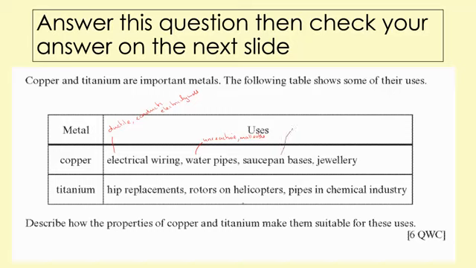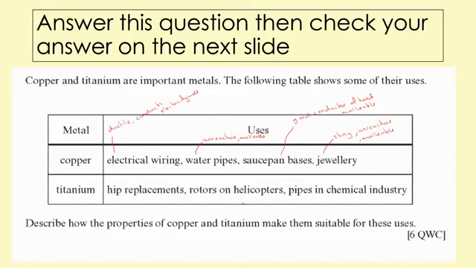Saucepan bases, we want to be a good conductor of heat. It's important if you're talking about a good conductor to say whether it's heat or electricity. And we'd also want that to be malleable because we need to bend it into shape for the saucepan. If we want jewellery, we want it to be shiny. We want it to be unreactive because we don't want it to change into something else while we're wearing it as jewellery. And we probably want it to be malleable as well, so we can bend it into shape.